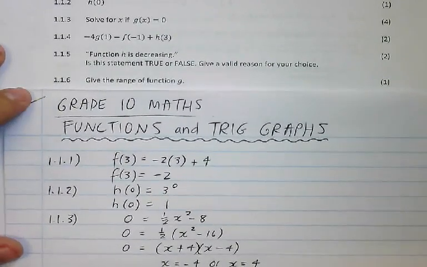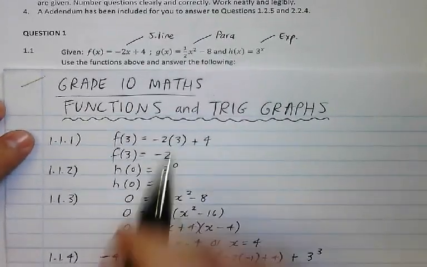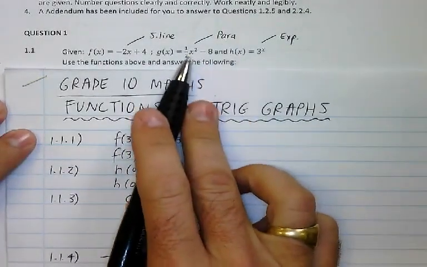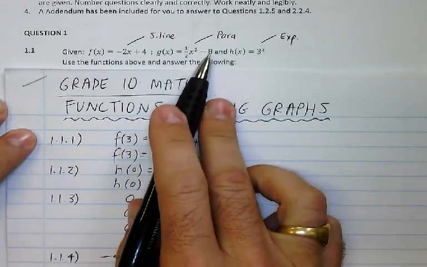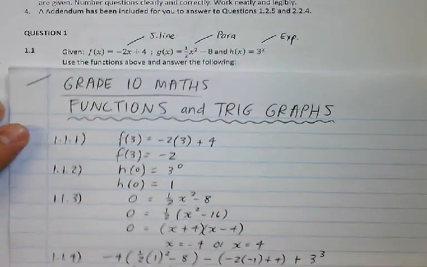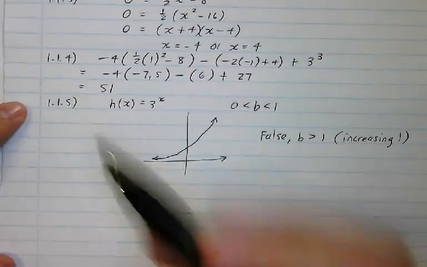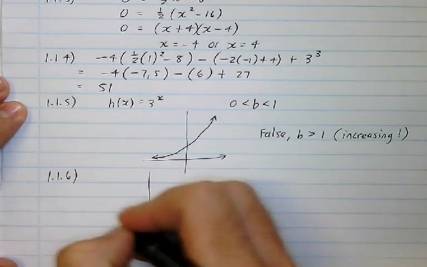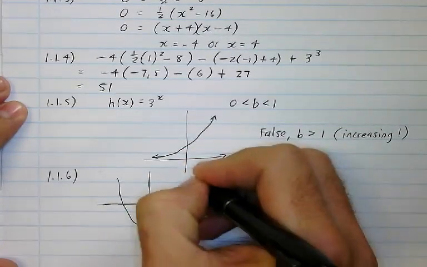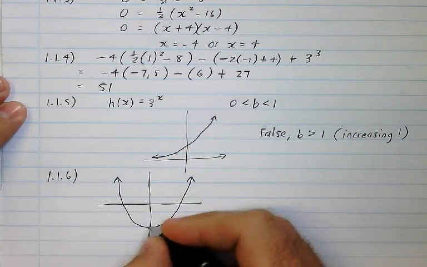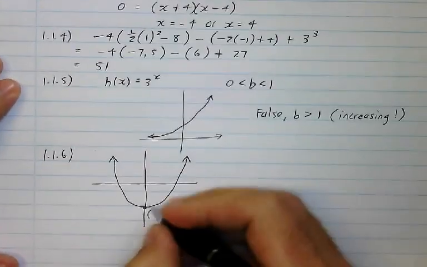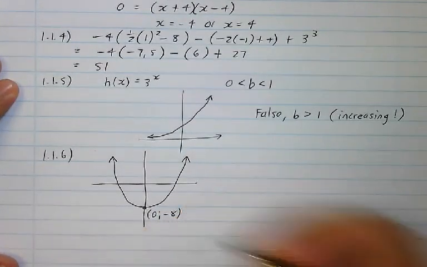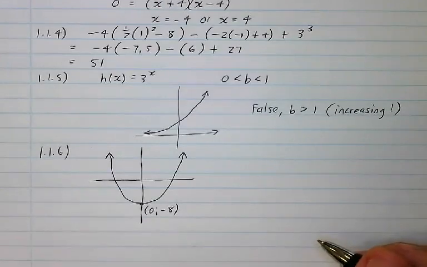You could add into your answer that it's an increasing function, not a decreasing one. 1.1.6 asks you to give the range of function g. Just reminding each other here, g was a parabola, and it's a happy parabola that's moved down by 8. So without drawing it in any huge detail, a happy parabola moved down by 8 would look something like this. In other words, the turning point would be down at (0; -8). The turning point is critical for our range.